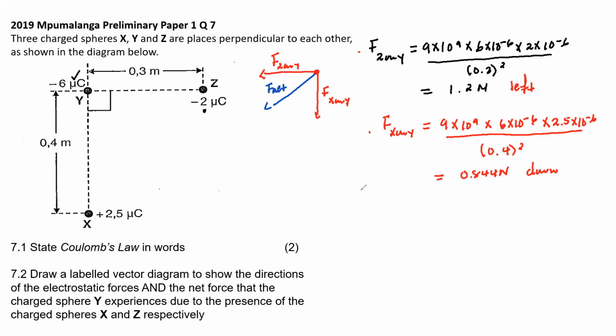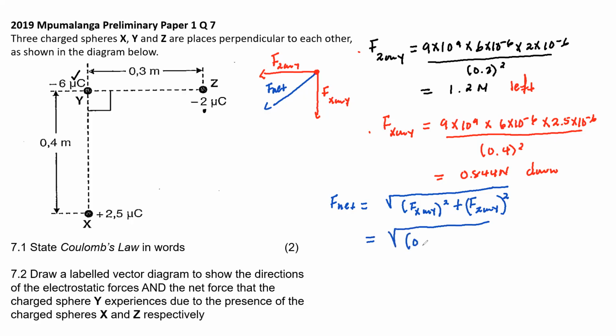Judging by what I taught in the beginning, I said the net force would be equal to the root of the force X on Y squared plus force Z on Y, and also that one is squared. In this case, it's the root of 0.844, that's force X on Y squared, plus Z on Y, 1.2 squared. It's a lot of math, but we can get it right, and it's 1.47 newtons.